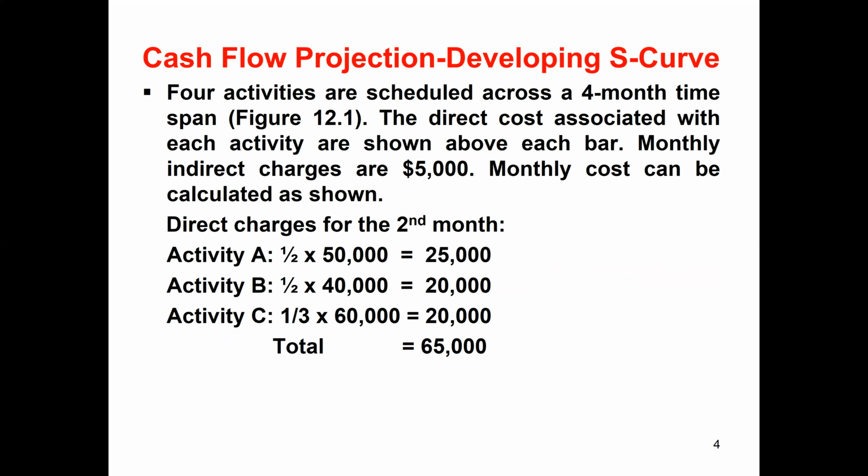Monthly cost can be calculated as follows. For direct charges for the second month, if we move to the figure, activity A is half of that cost of 50,000, so it will be 25,000. Activity B is half of 40,000, which is 20,000. Activity C for this second month will be one third of 60,000, which is 20,000. The total will be 65,000 for the second month. Then when we see the figures, we will, inshallah, explain all these for each month.